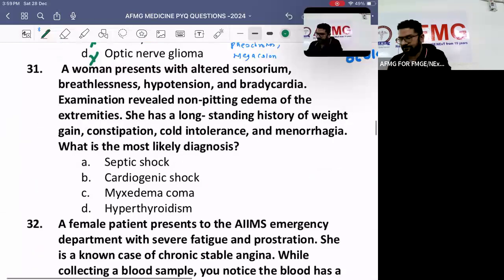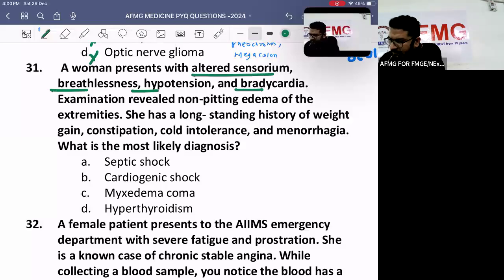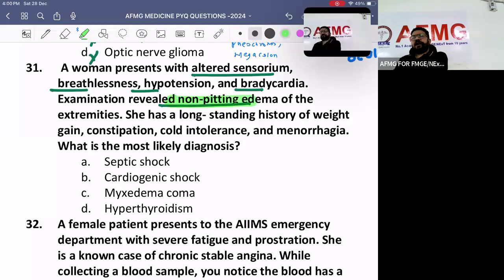31. क्या होगा? Altered sensorium, breathlessness हो गया ठीक है. Hypotension, bradycardia. Altered sensorium, breathlessness, hypotension, bradycardia, non-pitting edema. This is the biggest hint in the question. अगर पेशेंट को कार्डियोजेनिक शॉक होता है, any shock, it could be pitting edema.